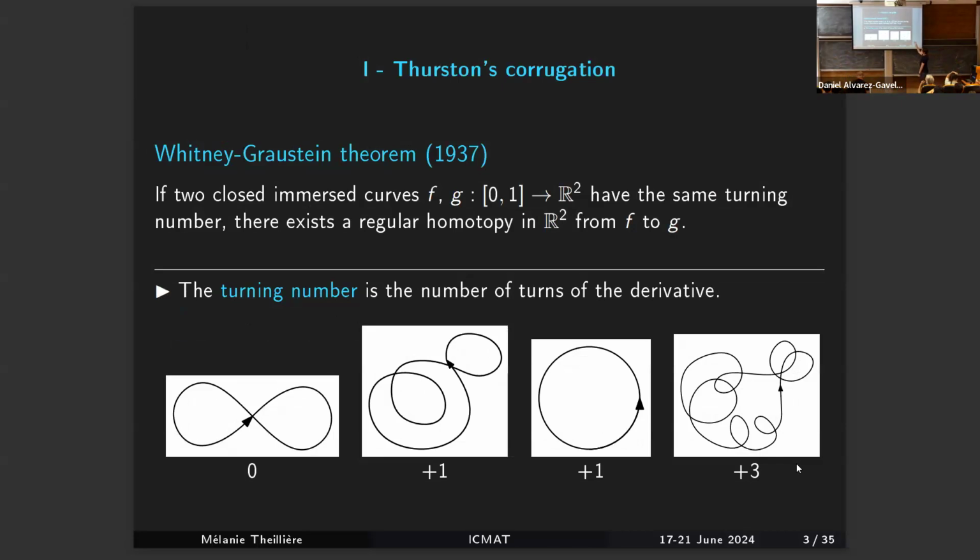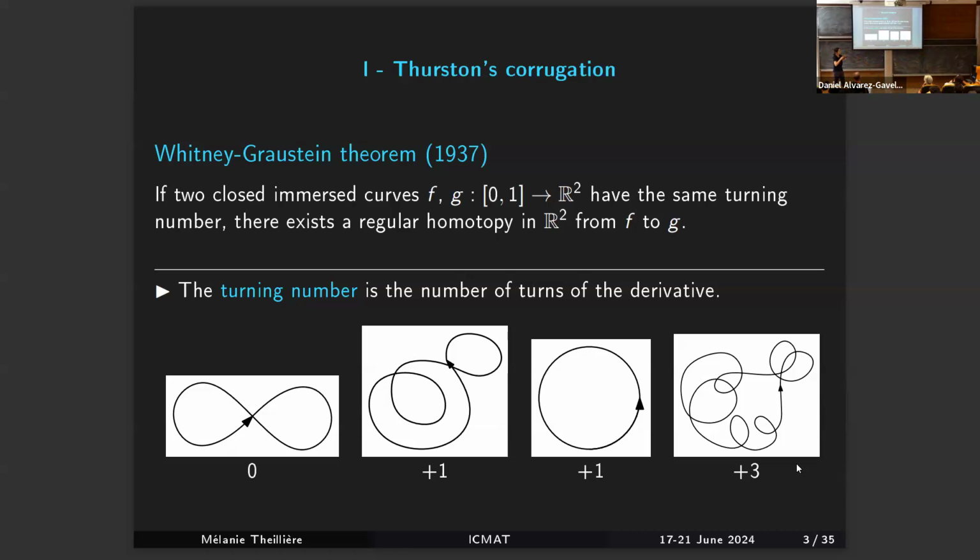So I would like to first consider the Whitney-Grosjean theorem, which says that if two immersed planar curves have the same turning number, there exists a regular homotopy in the plane from the first curve F to the second curve G. Let me quickly recall what the turning number is. The turning number is the number of turns of the derivative.